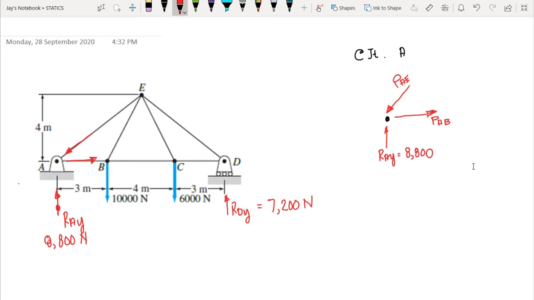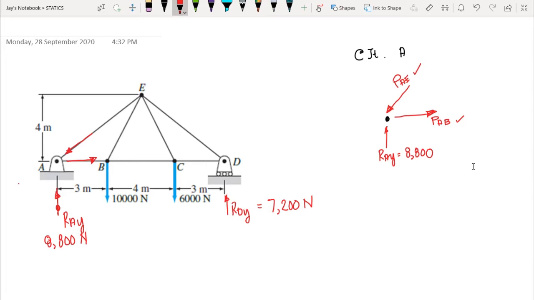Now, our goal here again is to compute for the force at member AE and the force at member AB. So we can use the equilibrium equations, summation of forces vertical and summation of forces horizontal. But we cannot use summation of moment here since we are dealing with the joint method. We do not have a perpendicular distance.